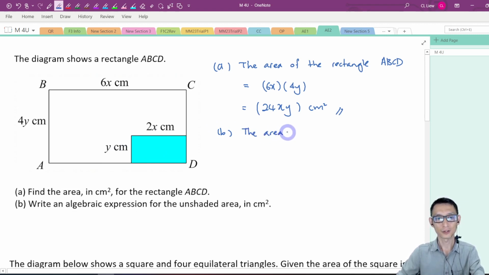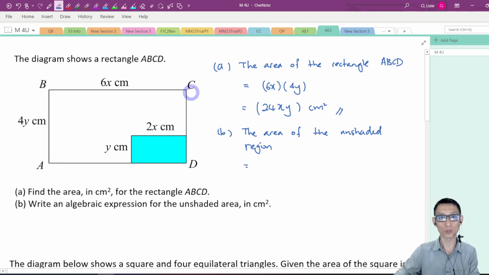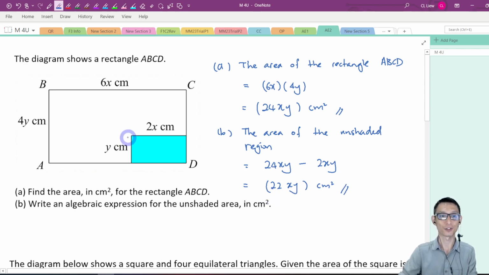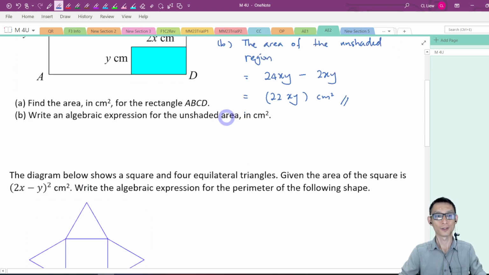The area of the unshaded region is equal to the area of the big rectangle, which we got just now, 24xy, minus the area of the smaller rectangle here. So 2x times y will be 2xy. 24xy minus 2xy, you will get 22xy. So this is the area of the unshaded region. Now let's go to the second question.